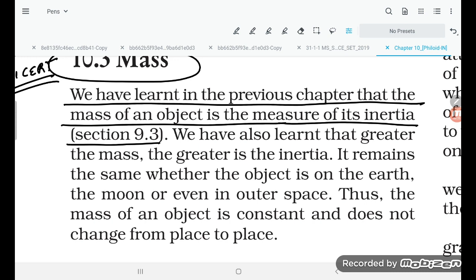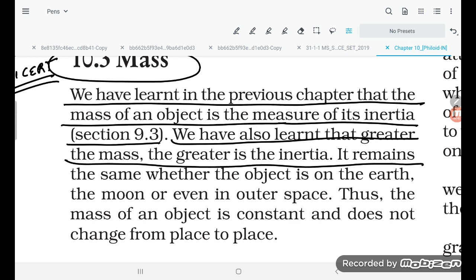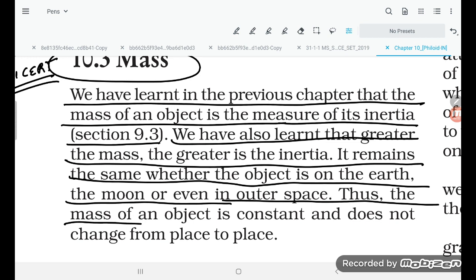We have also learned that the greater the mass, the greater is the inertia. It remains the same whether the object is on the earth, the moon, or even outer space. Thus the mass of an object is constant and does not change from place to place. You need to keep that in mind, students. This is what the mass is.